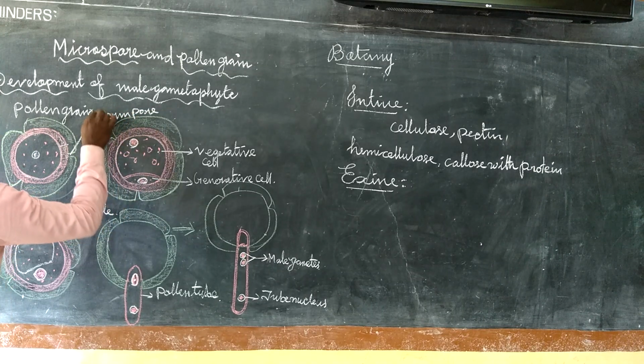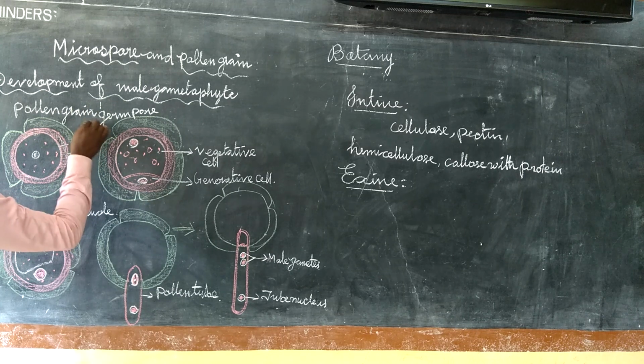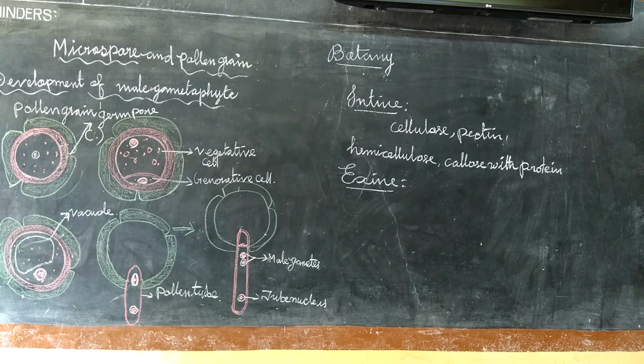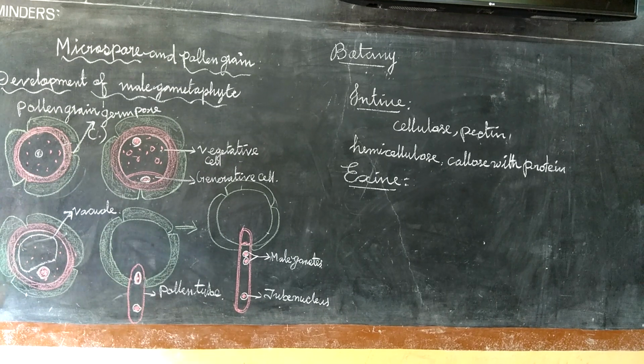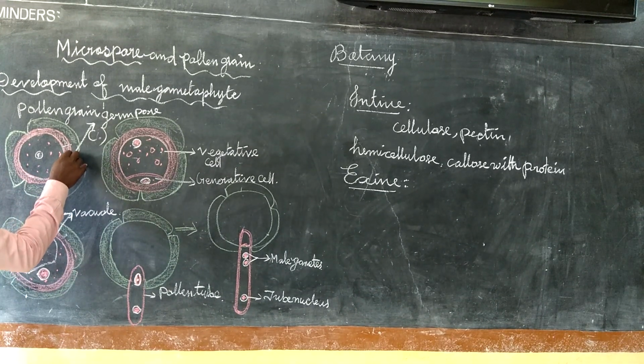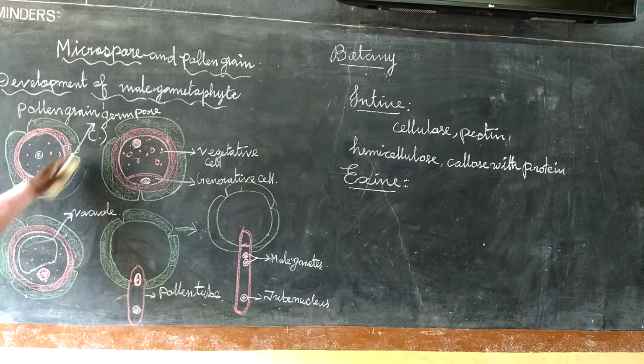So what is a germ pore? It will be asked for 2 marks. What is a germ pore? Here a thin wall is there. Through the thin wall, the pollen tube will be coming out of the germ pore. It is called a germ pore. And a thin and elongated structure is called a furrow.